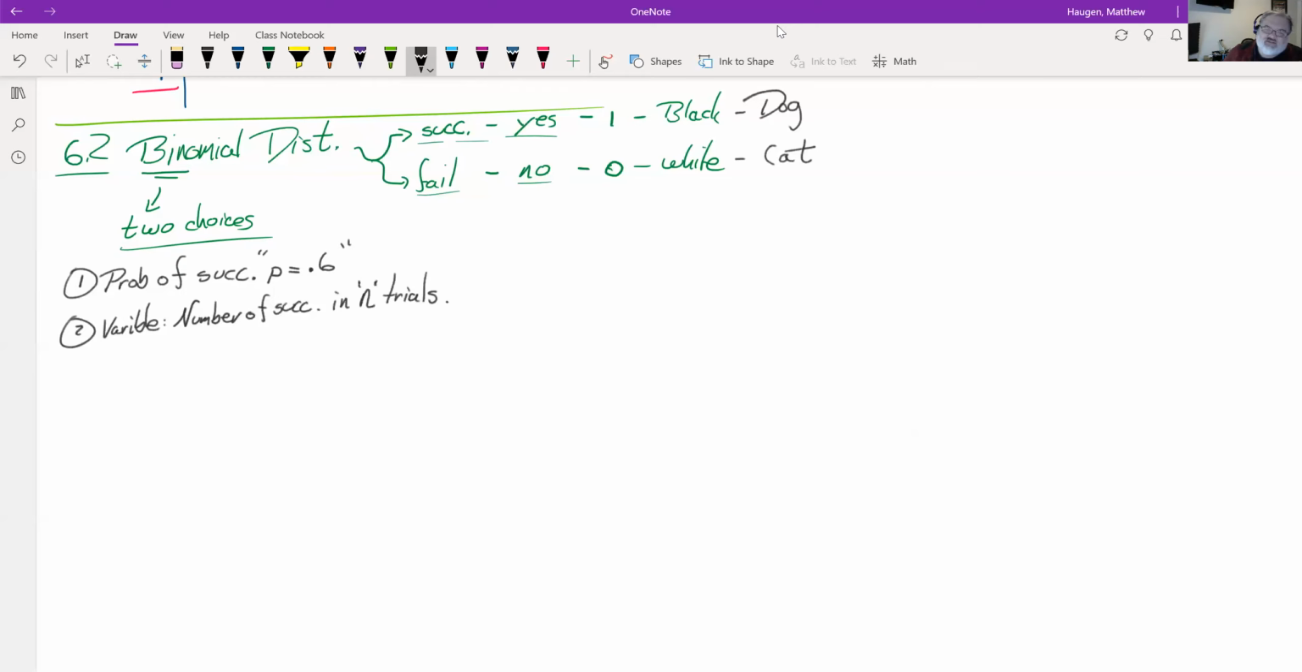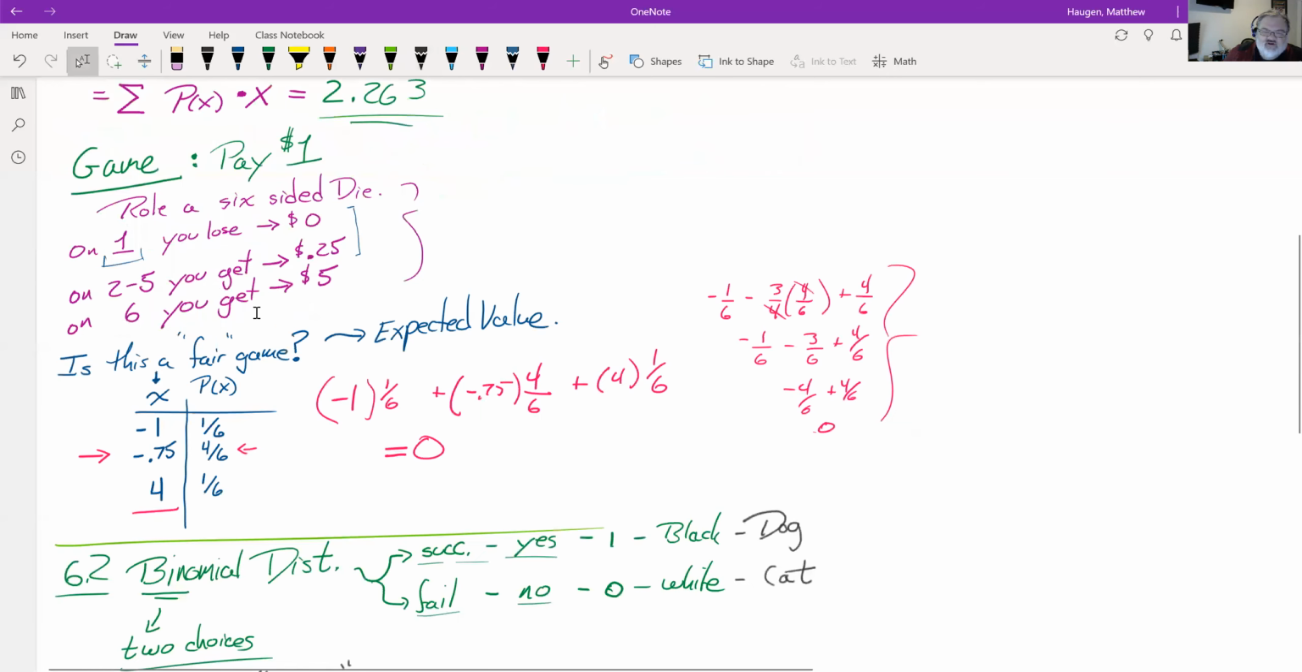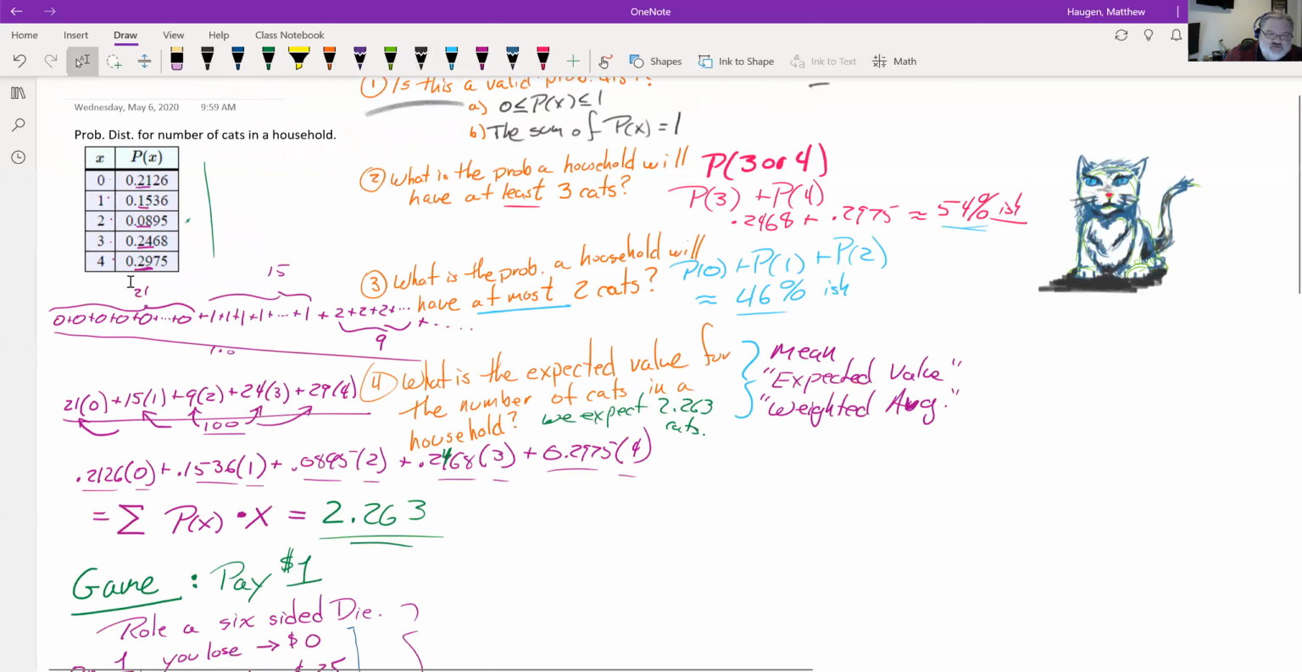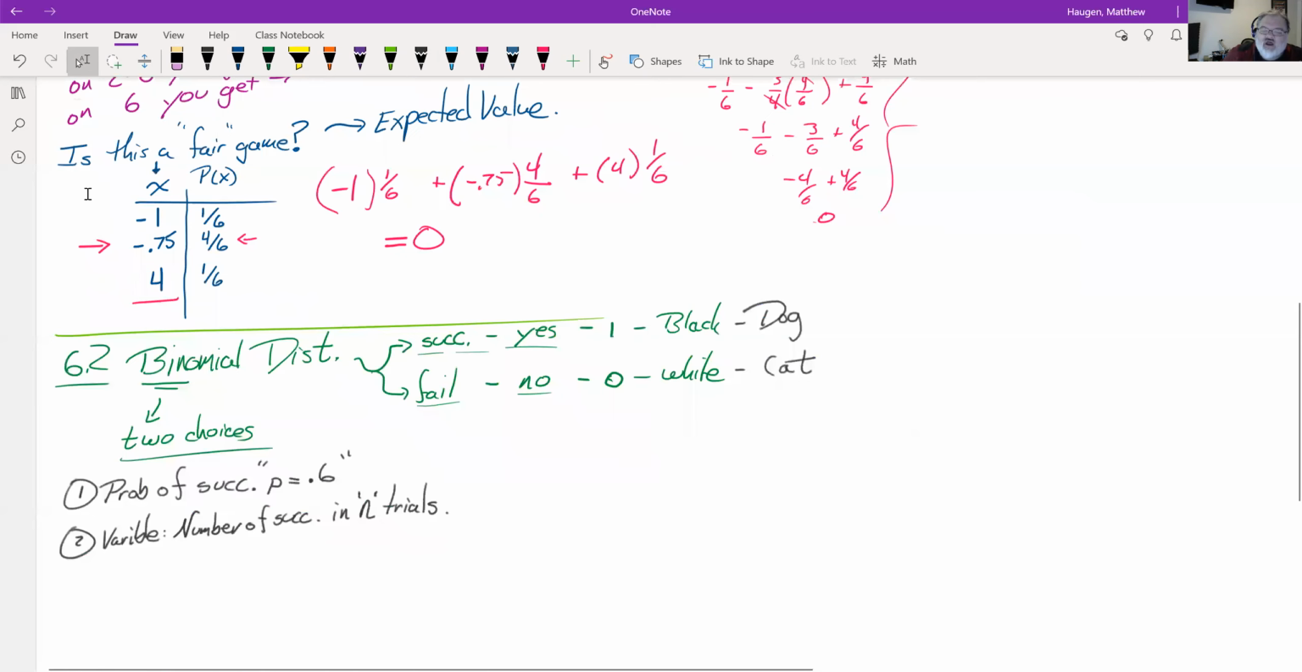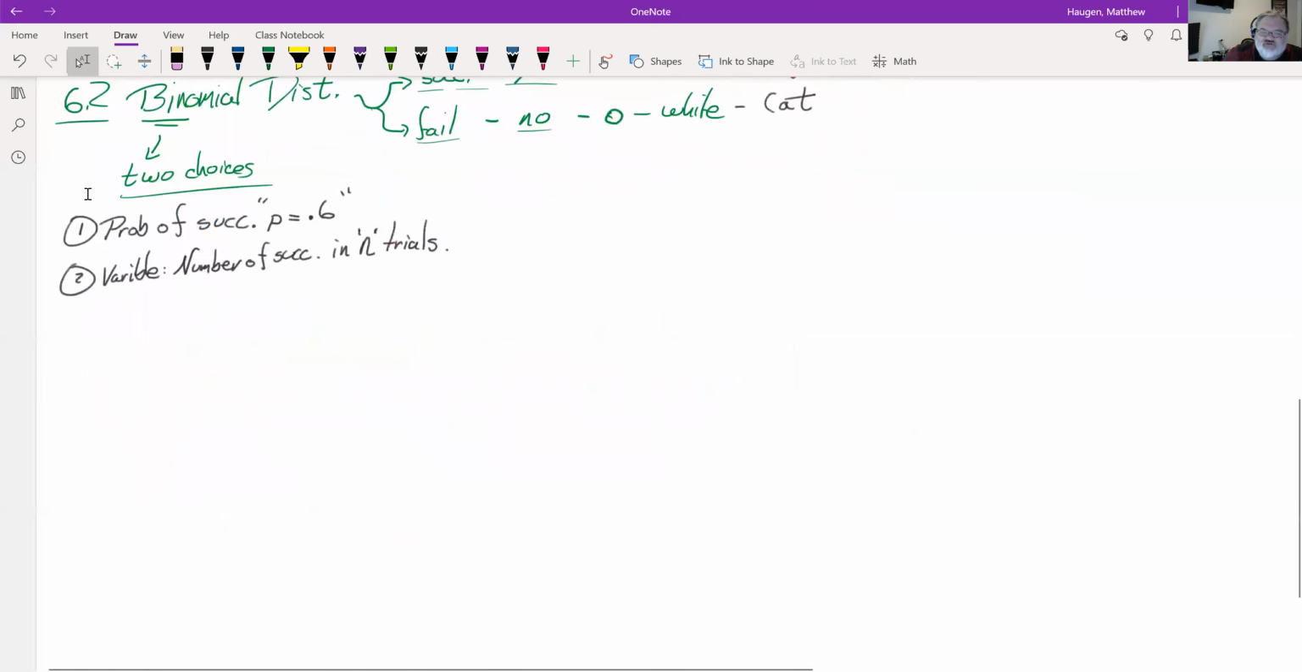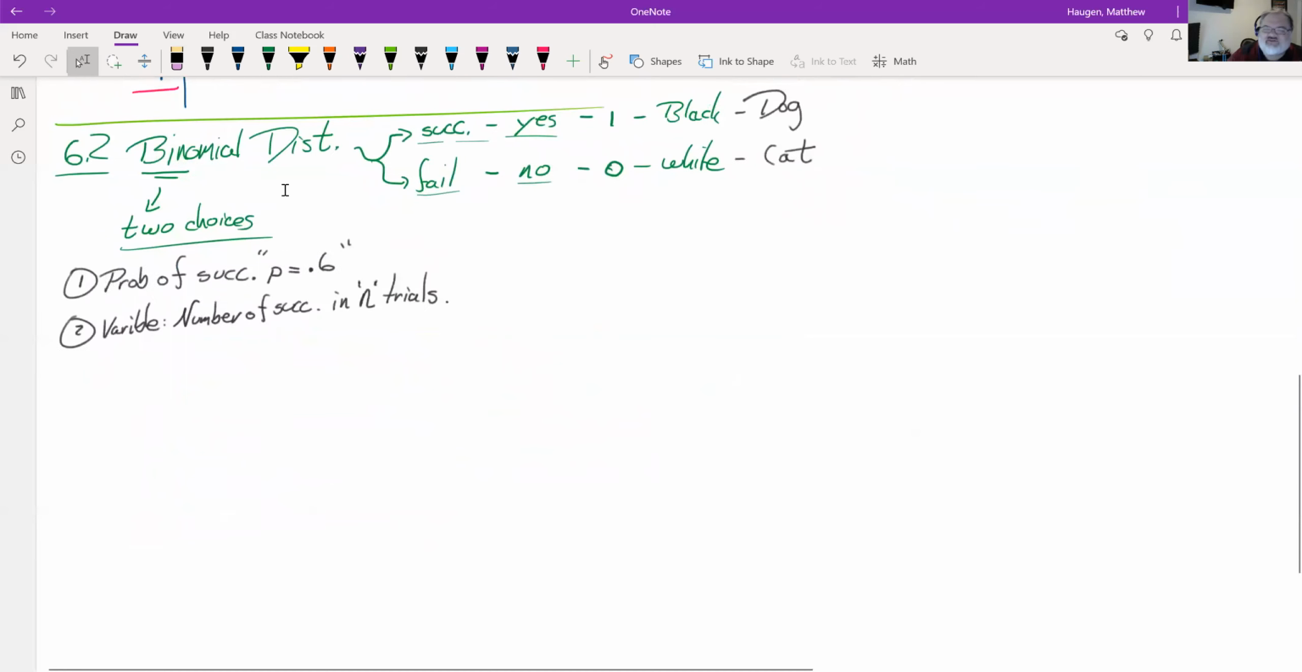So the question up above here with the cats, this is not a binomial distribution because our variable isn't how many yeses and nos we have. Our variable is a number of cats. 1 cat, 2 cats, 3 cats, 4 cats. For a binomial distribution, think of things like, another example I forgot, classic one, heads and tails.